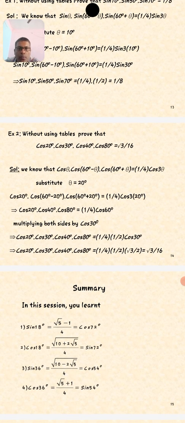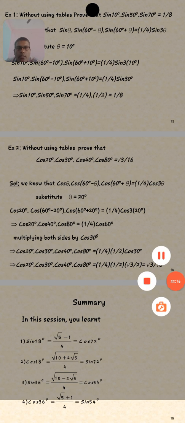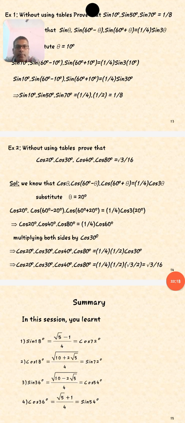The value of cos 60 is 1 by 2. Now cos 20 into cos 30 into cos 40 into cos 80 is equal to 1 by 4 into 1 by 2 into the value of cos 30, which is root 3 by 2. Now we substitute: 1 by 4 into 1 by 2 into root 3 by 2, we get root 3 by 16. Are you clear? So once again, observe what we had to prove: cos 20 into cos 30 into cos 40 into cos 80 is equal to root 3 by 16.